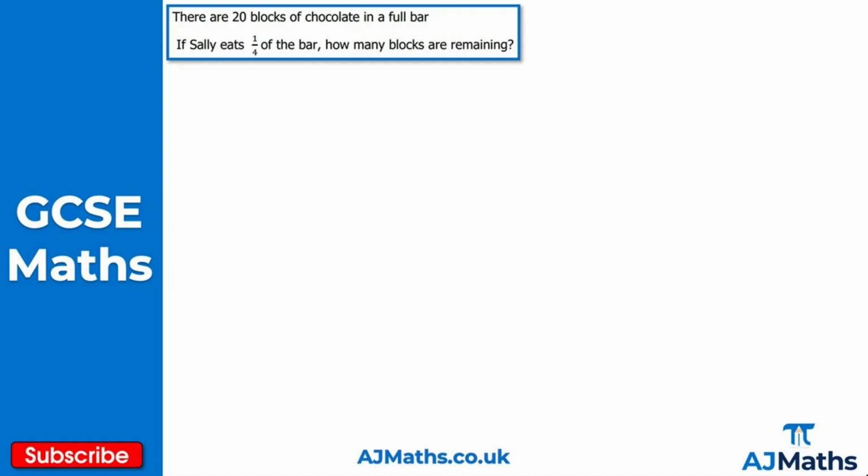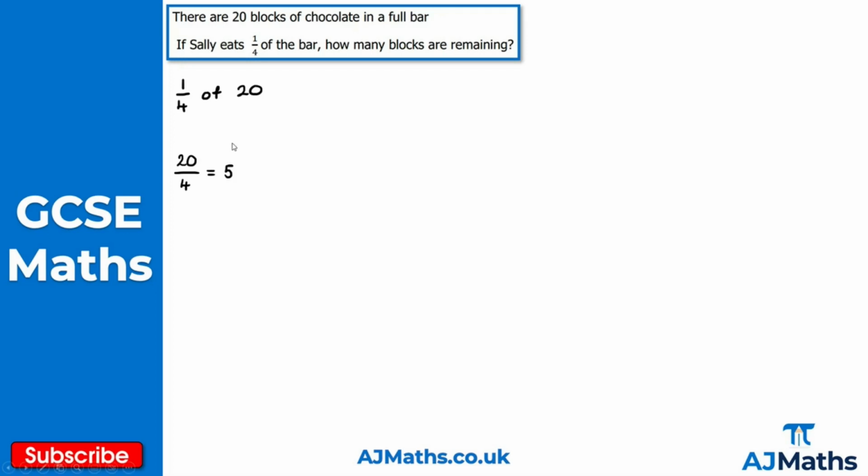So what we're looking for here is 1/4 of 20. We need 1/4 of 20. What I'm going to do here is split 20 up into 4 parts, and then we just want one of those 4 parts here. So what we're going to do here is take 20 and divide that by 4. And 20 divided by 4 here, well, that would give us 5.